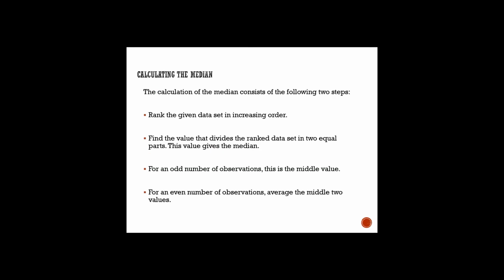Just to reiterate that point, these are the steps for calculating the median. First, you rank the data set in increasing order. As easy as it seems, this is the step that most people will miss on the test. Rank the data set first. Next, find the value that divides it into 2 equal parts. That value is the median. If it has an odd number of data items, it's just the middle value of your data set. The middle one is the median. But if it has an even number of observations, then you find the two middle values and add them together and divide by 2, or get the average of the two middle values.